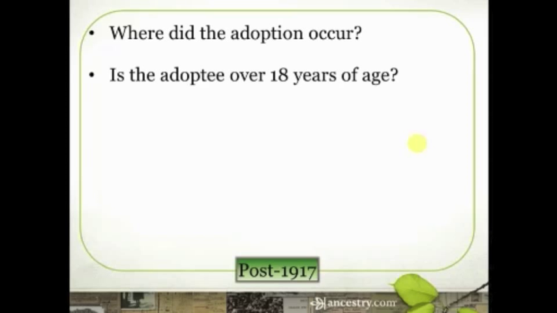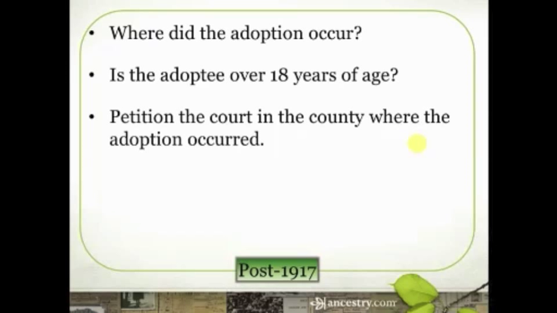The next thing you need to just be aware of is whether or not the adoptee, if it's yourself, is over 18 years of age. Oftentimes, if you're not, the courts and nobody's going to pay attention to you or give you the information that you need from a legal standpoint. There are still some other avenues for you to explore. If you're over 18 and you have figured out where that adoption occurred, you can petition the court in that county where that adoption occurred.